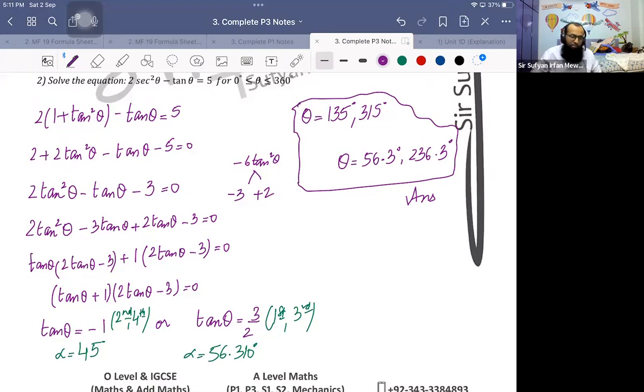180 plus 56.3 will give you 236.3 degrees.